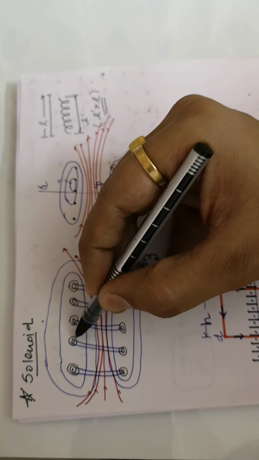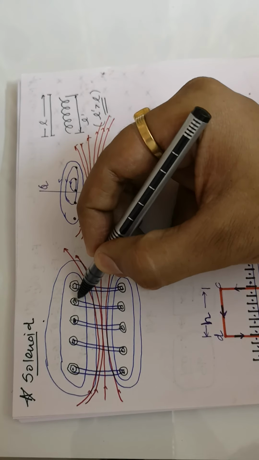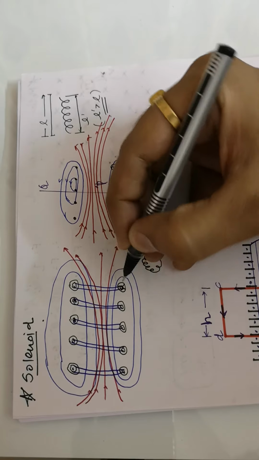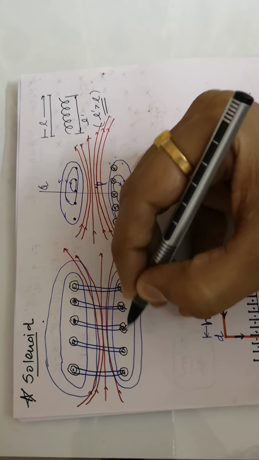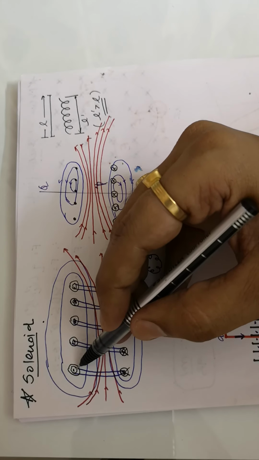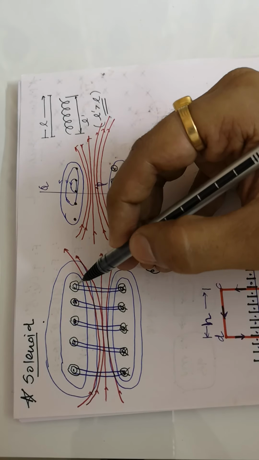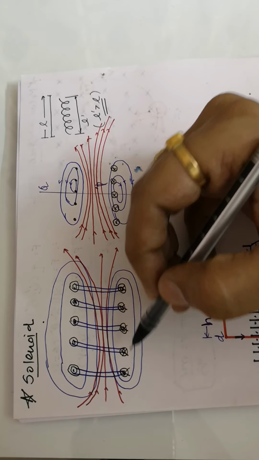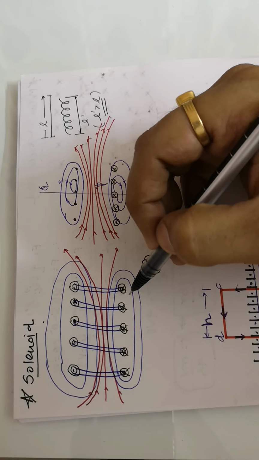These are, let's say, points. I am noting some as dot notations, and I am putting some points as cross notations. You are aware of dot and cross notations. Whenever magnetic field lines are coming outside, we put dot notations, and whenever magnetic field lines are going inside, we put cross notations.